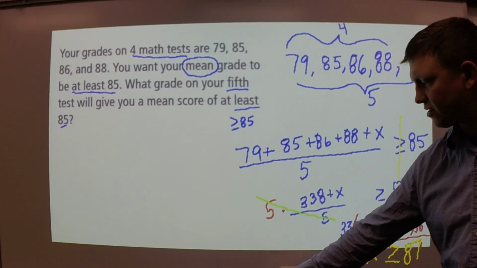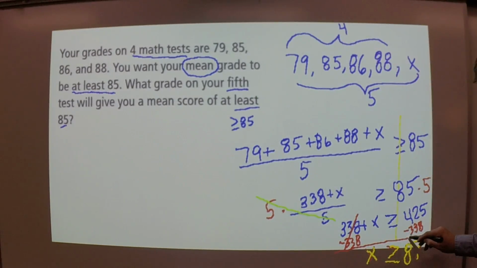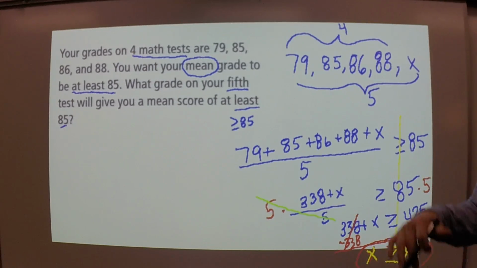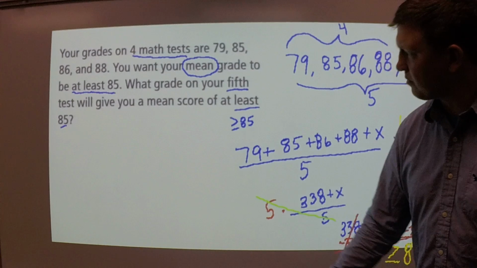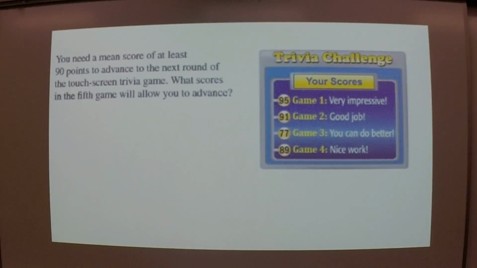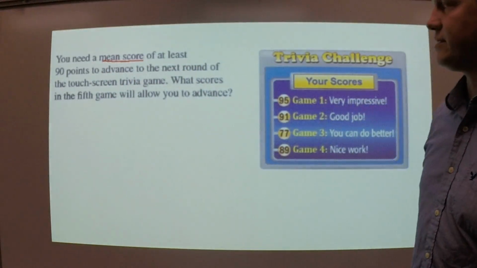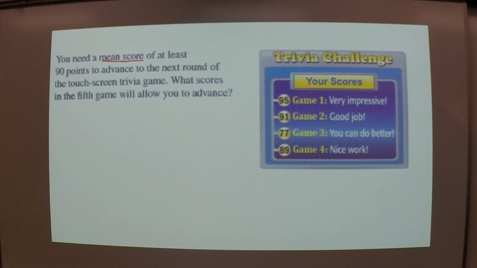Okay, so some of these are a little tricky to write out, or to get some creative ideas about how to set this up. The setup on this is a little tricky, all right? Let's do one more. It looks like this, okay? If you need a mean score of at least 90 points to advance to the next round of this random trivia game, okay?